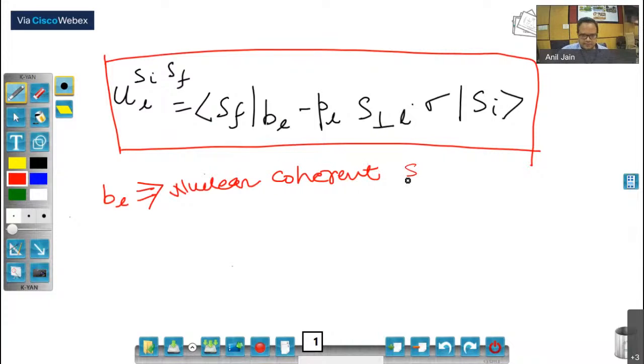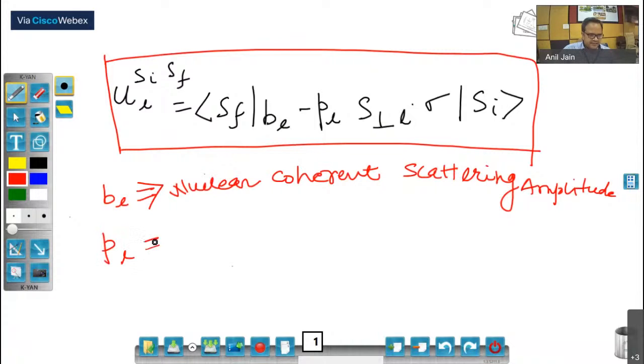Nuclear coherent, and P is the magnetic scattering amplitude for the site L.